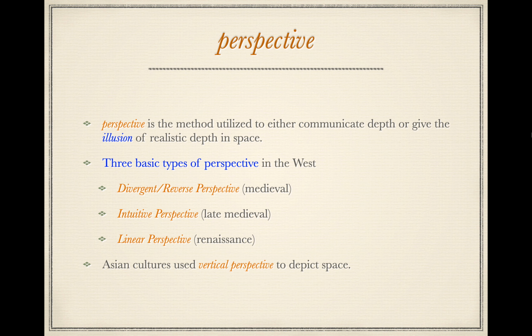Three basic types of perspective in the West are divergent or reverse perspective, which was utilized mostly in the medieval ages. We have intuitive perspective, which was utilized in the late medieval period. And then we have linear perspective, which was developed during the Italian Renaissance around 1425. Now, in non-Western cultures, like in the East, Asian cultures used vertical perspective to depict space, and I'll cover that briefly as we continue on in this particular section.